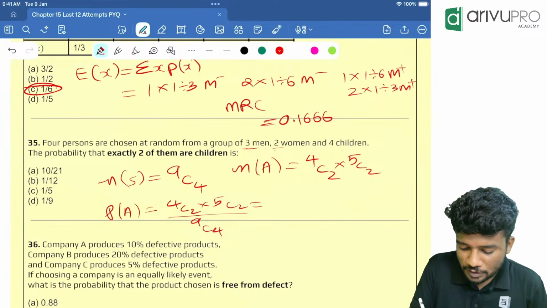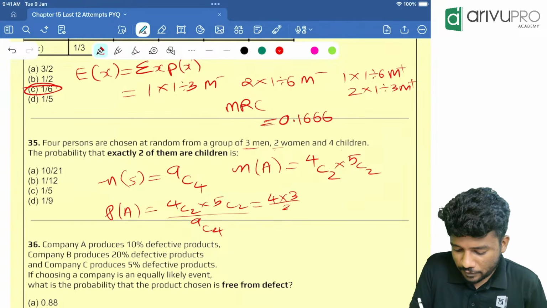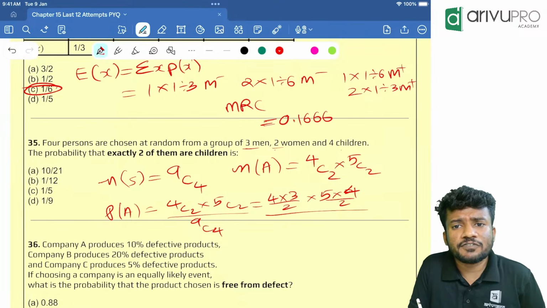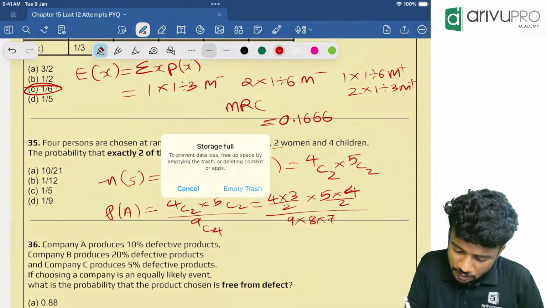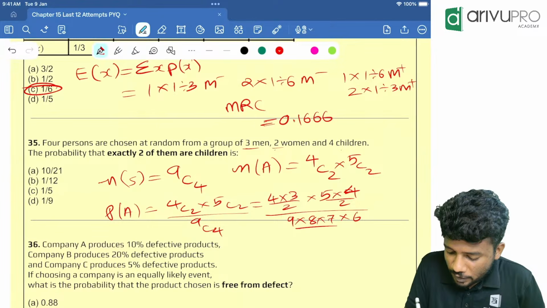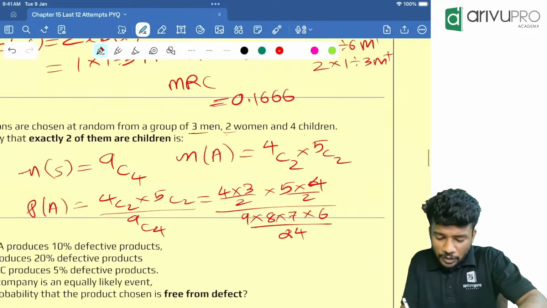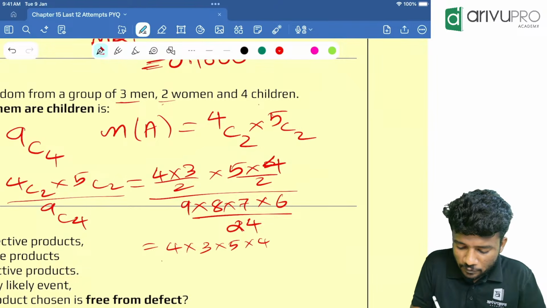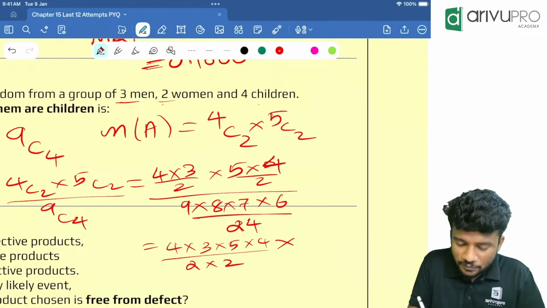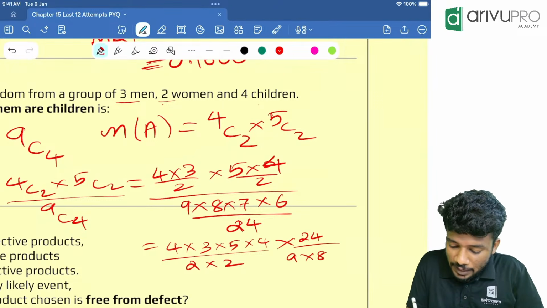How will you write it down? 4C2 is 4 into 3 divided by 2. 5C2 is 5 into 4 divided by 2. 9C4 is 9 into 8 into 7 into 6 divided by 4 factorial, which is 24. Now how will you rearrange the entire thing? You can write it as 4 into 3 into 5 into 4 divided by 2 into 2, multiplied with 24 in the numerator. That means 24 divided by 9 into 8 into 7 into 6.